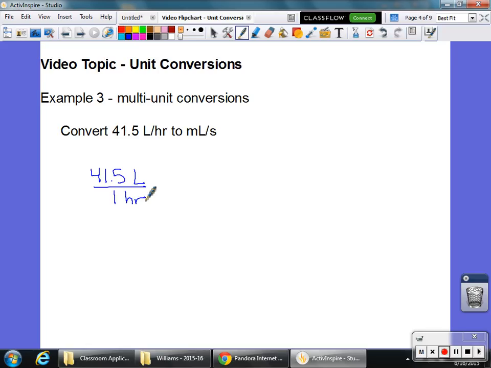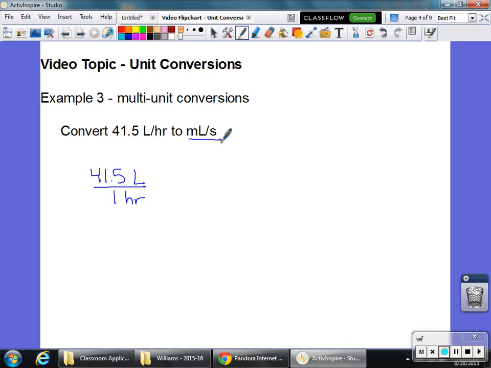A lot of the time we think of velocity in meters per second. We could measure something like that as well. In this case, we're looking at 41.5 liters in an hour, but we want to convert it to milliliters per second. And what you notice is that both liters and hours have to change in this problem. It doesn't make a difference which one you change first, but you want to make sure you're consistent with where you put your units.